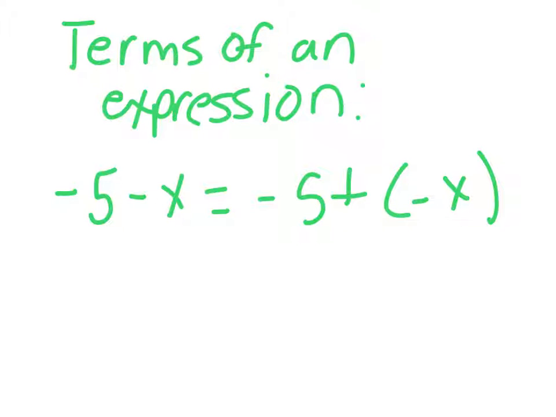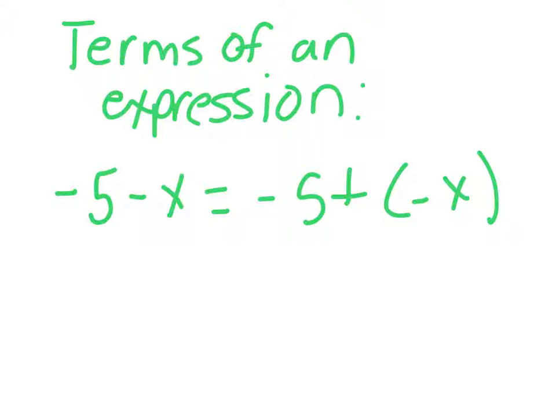When an expression is written as a sum, the parts that are added are the terms of the expression. For instance, you can write negative 5 minus x equals negative 5 plus negative x. And the terms then are negative 5 and negative x. And then you can use the subtraction rule to write the expression. I just want you to know that if I asked you what the terms of an expression were, you could say here negative 5 and negative x.